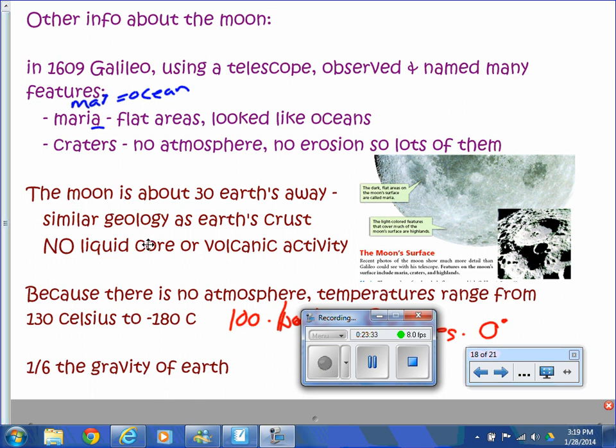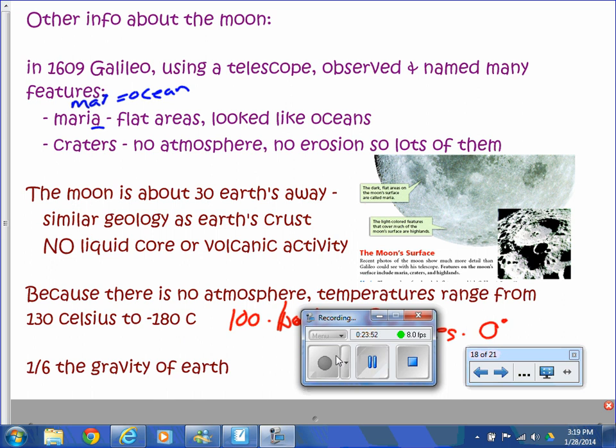Anyways, the moon is about 30 Earths away, which is kind of a strange measure, but 30 Earth diameters. The moon has a very similar geology to the Earth. And this gives us great clues about how the moon was formed.